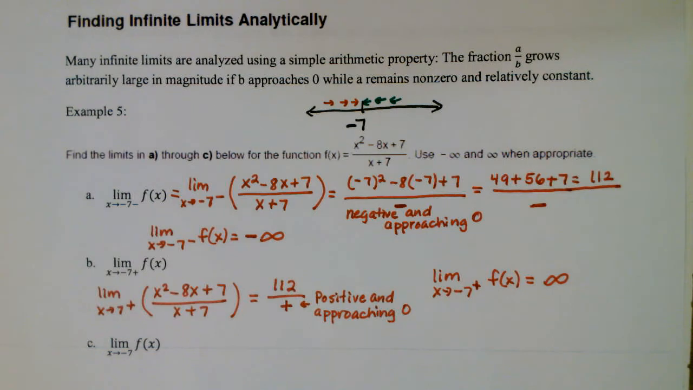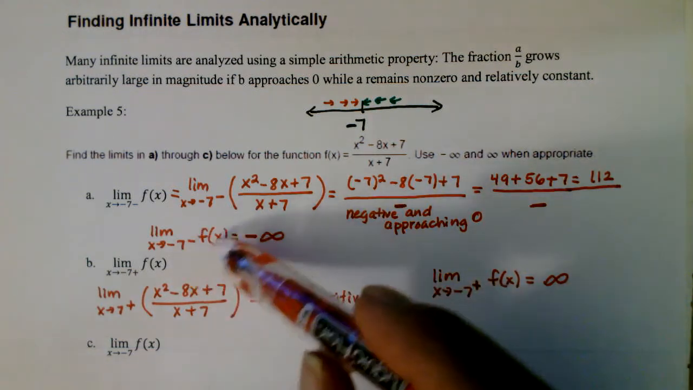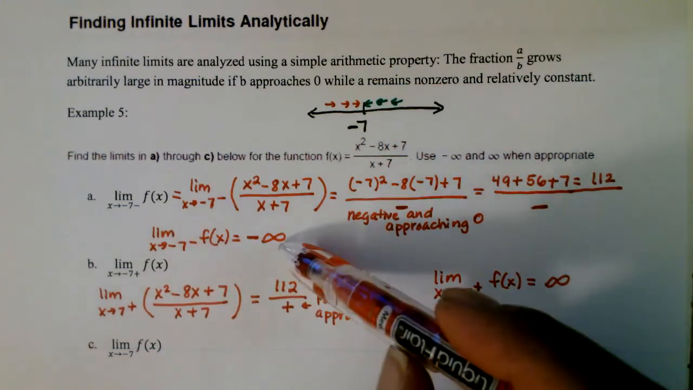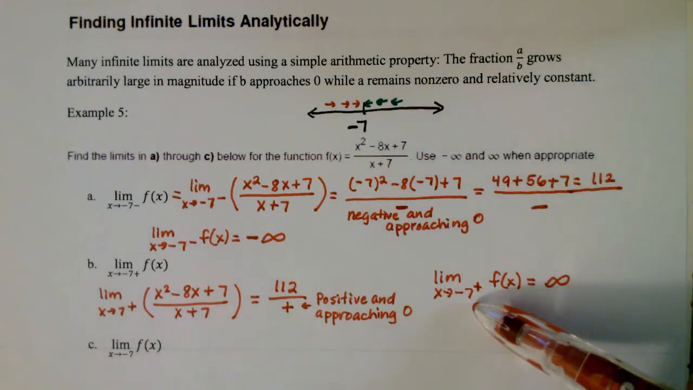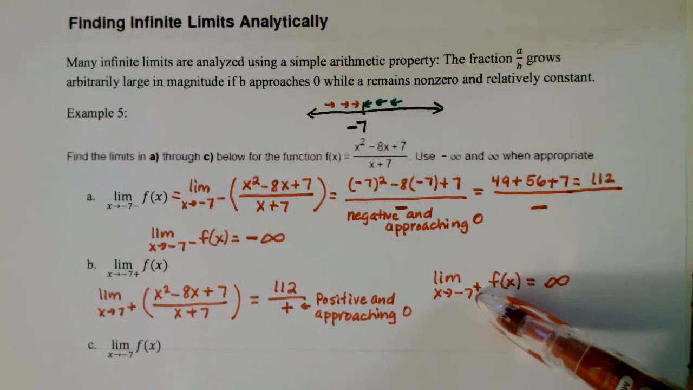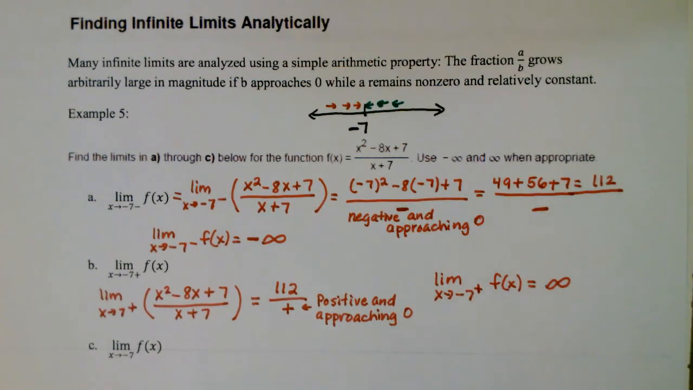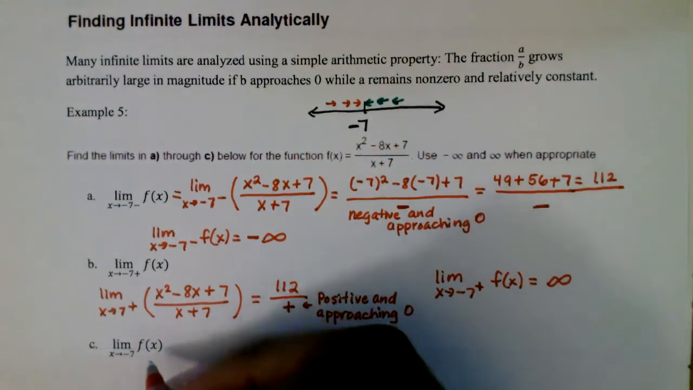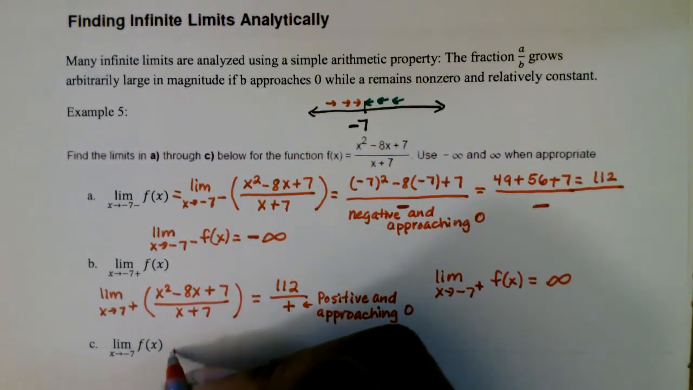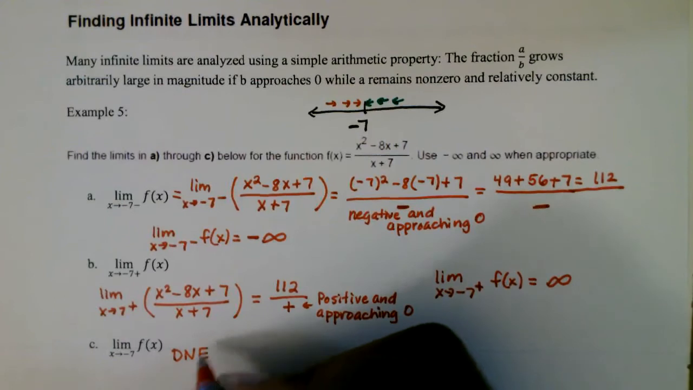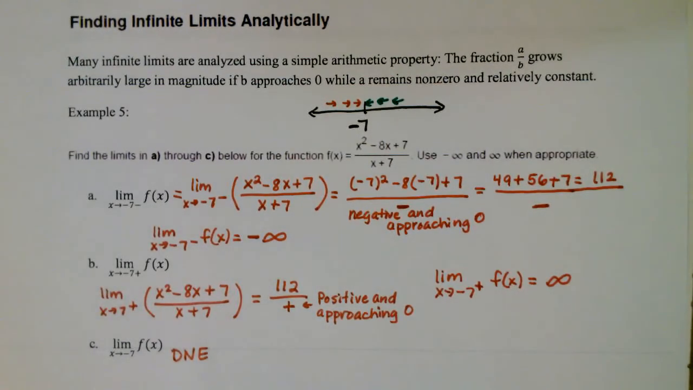Now in part C, if I want to find the limit as x approaches -7 of that function, from the left of -7, the limit of the function goes to -infinity. And as we approach -7 from the right, the limit of the function goes to infinity. It's going to two different places. So that means that the limit as x approaches -7 of that function does not exist.